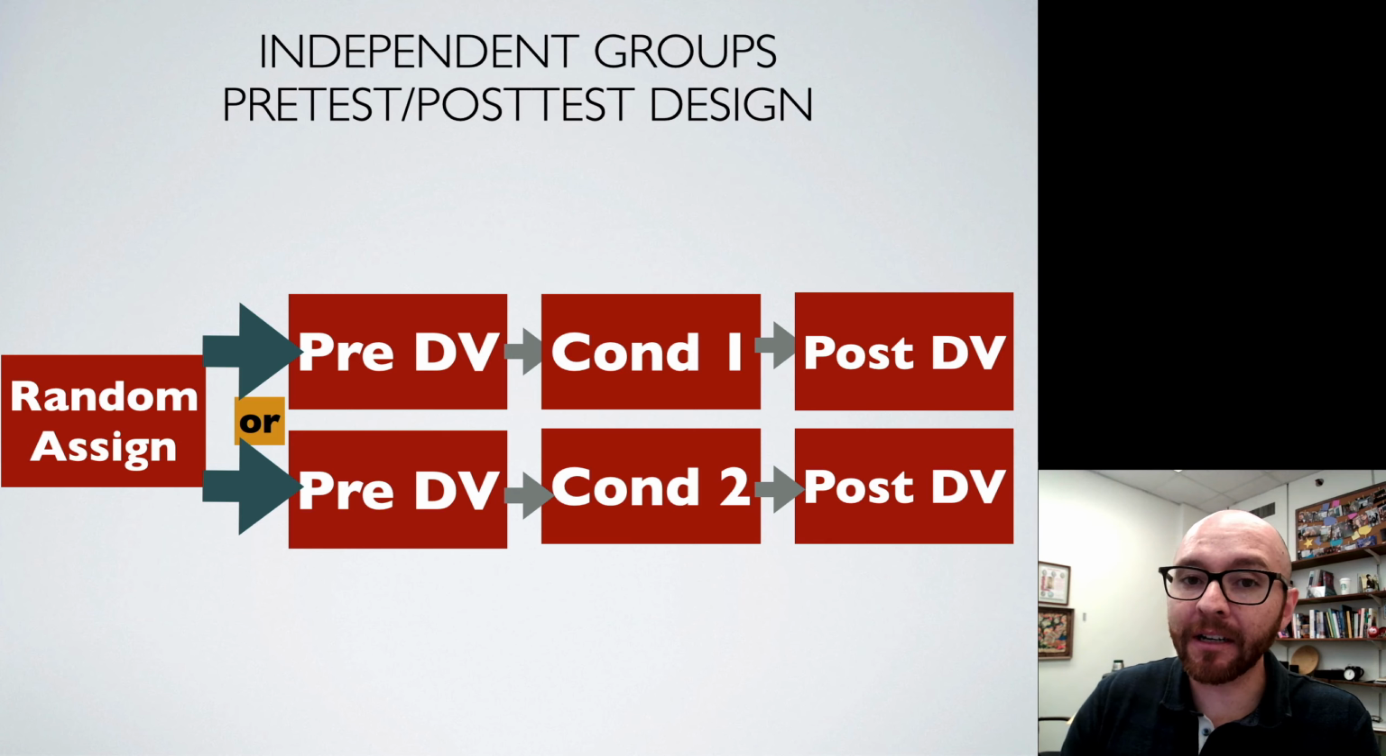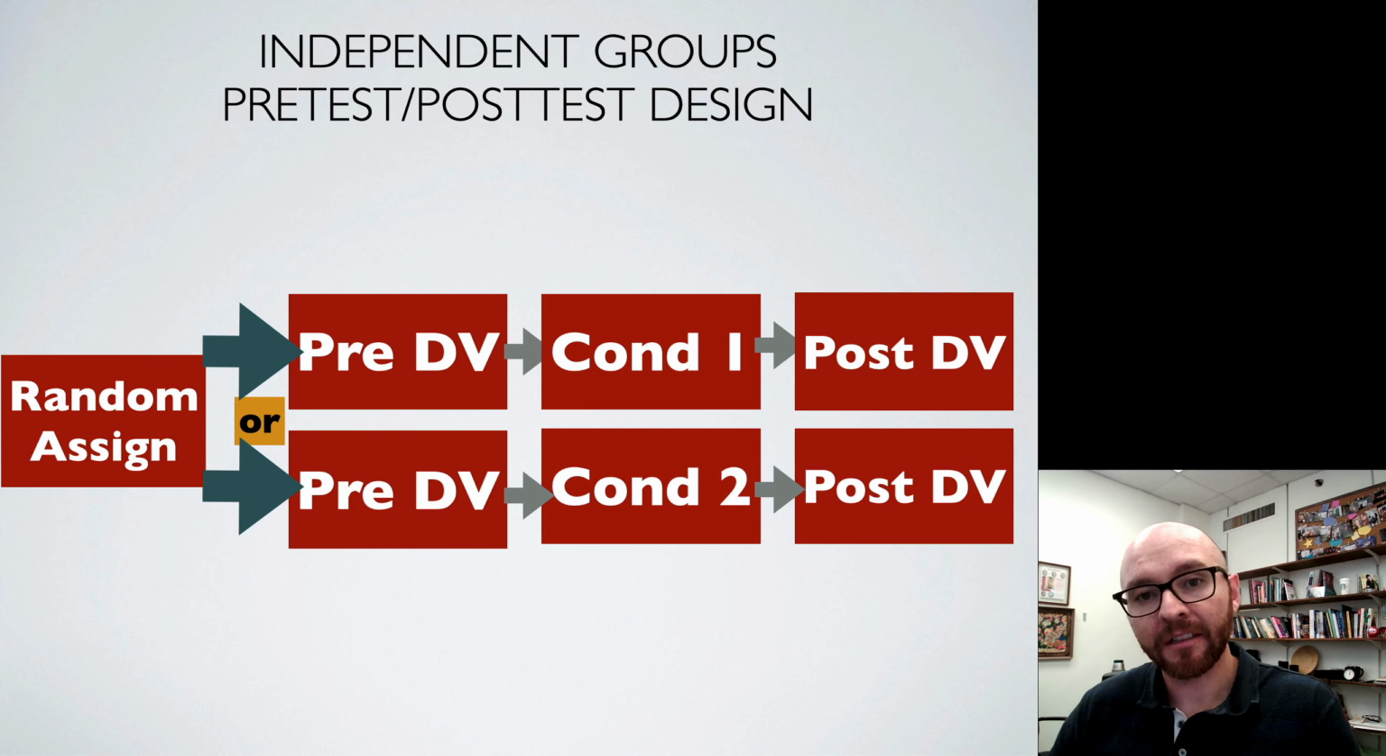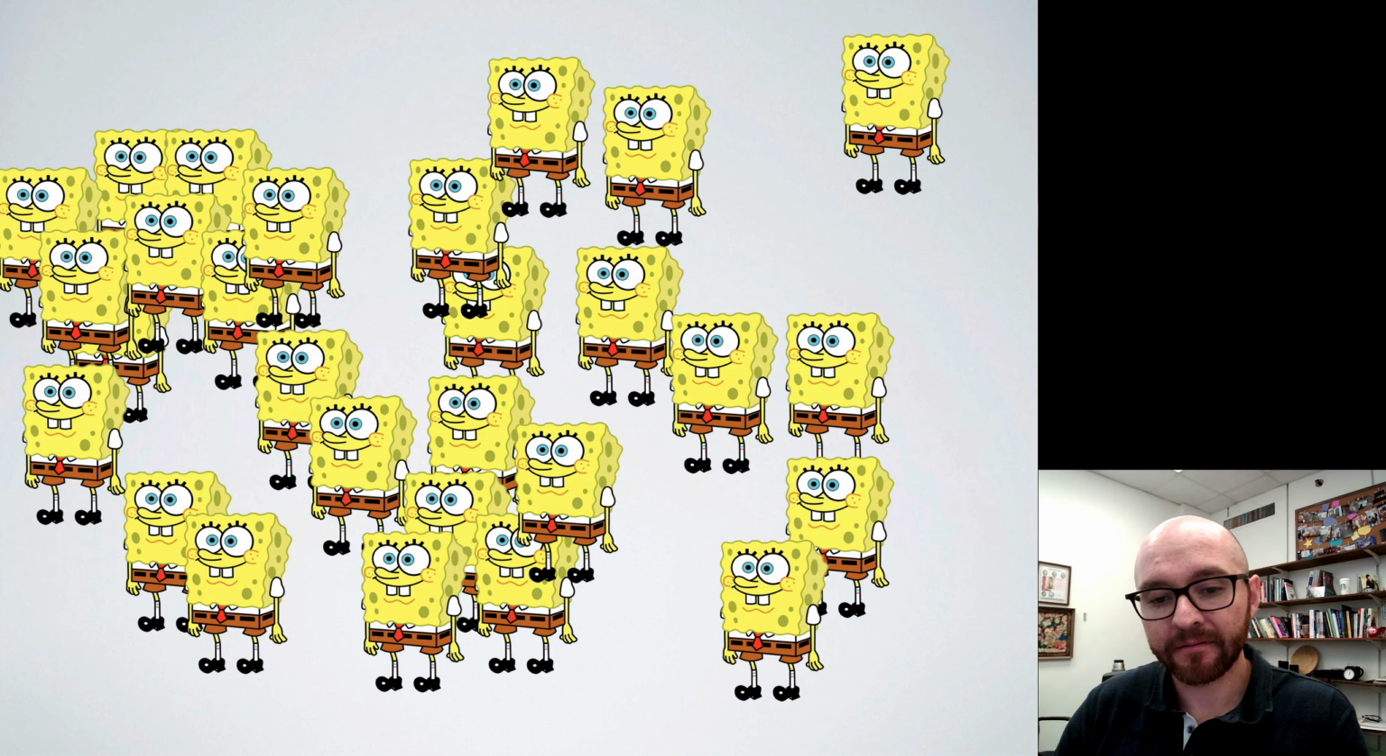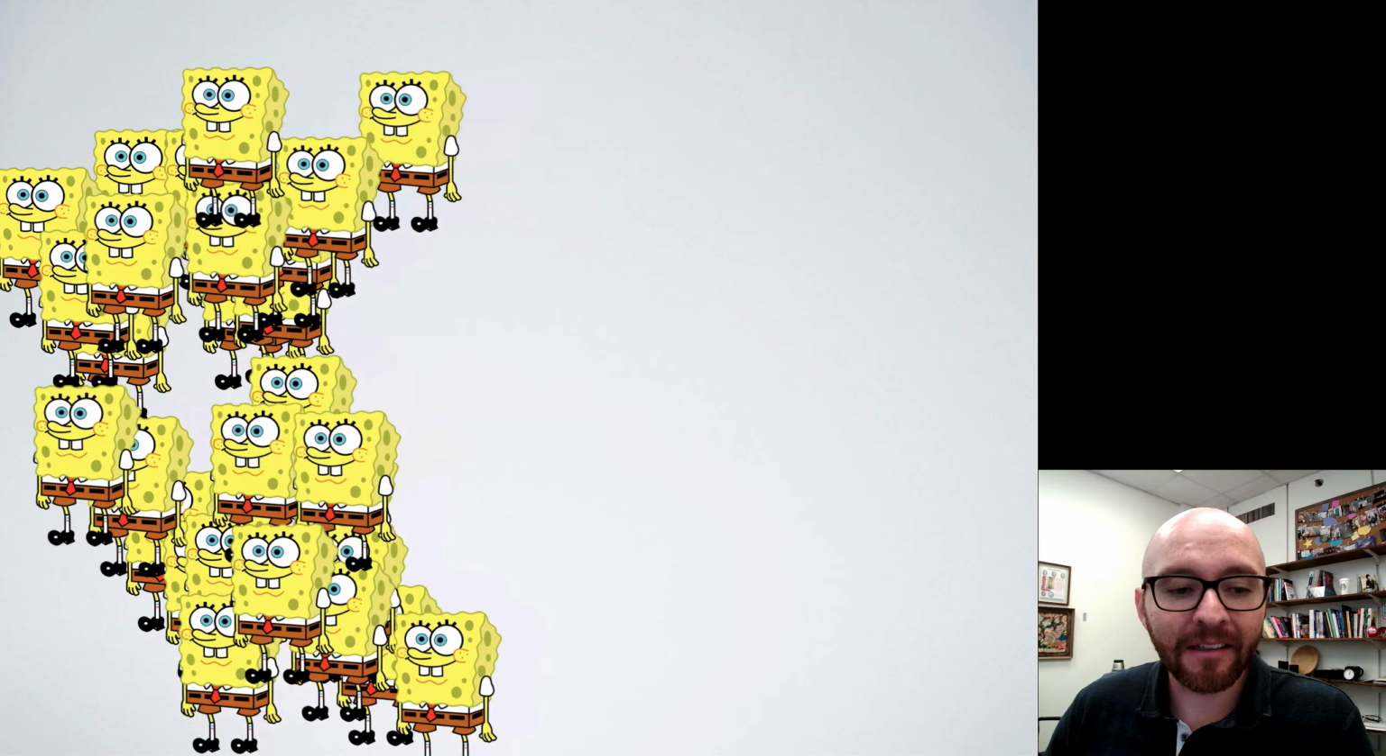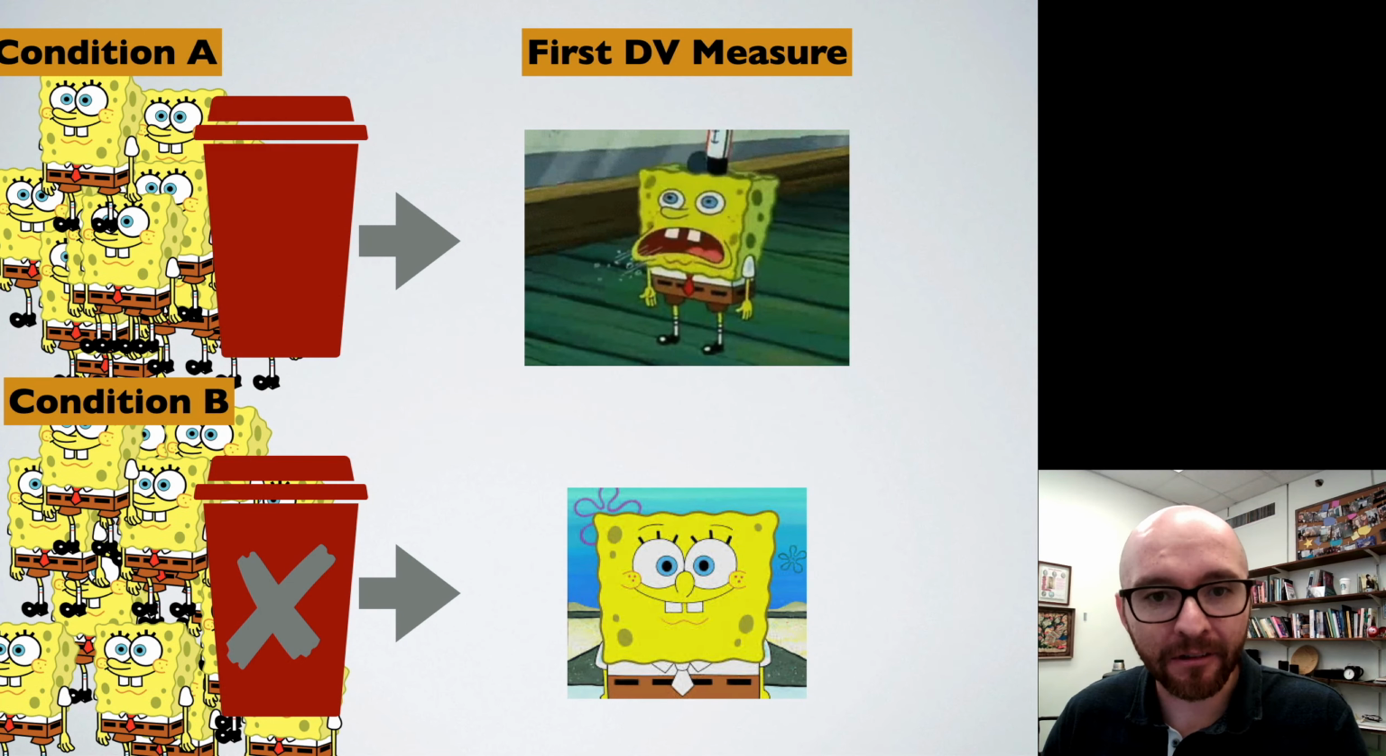And keep in mind, you still randomly assign, right? That's the first step. You still randomly assign them to condition 1 or condition 2. So just to help walk you through this, I have this SpongeBob illustration. Hopefully it works out. I recruited a bunch of Spongi. I feel like there should be a plural way of saying SpongeBobs. Okay, so I recruit all these SpongeBobs. And then I randomly assign them to groups.